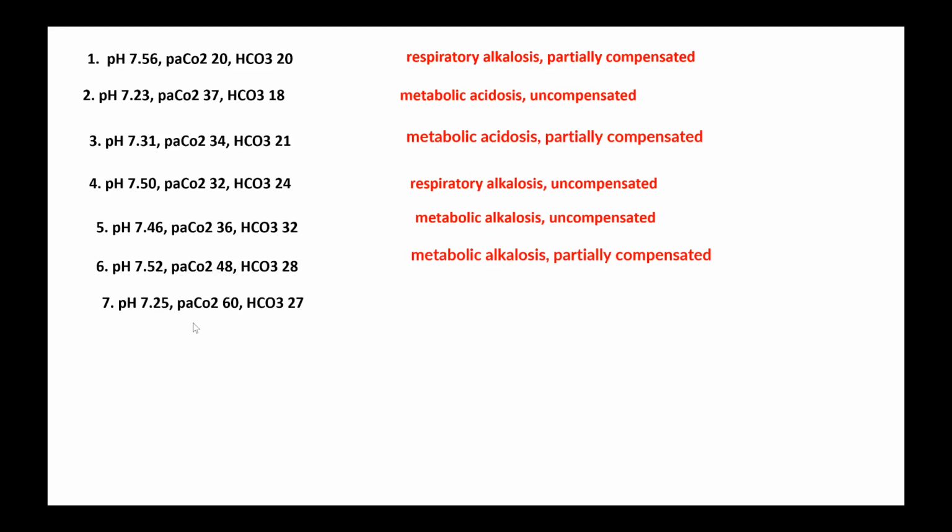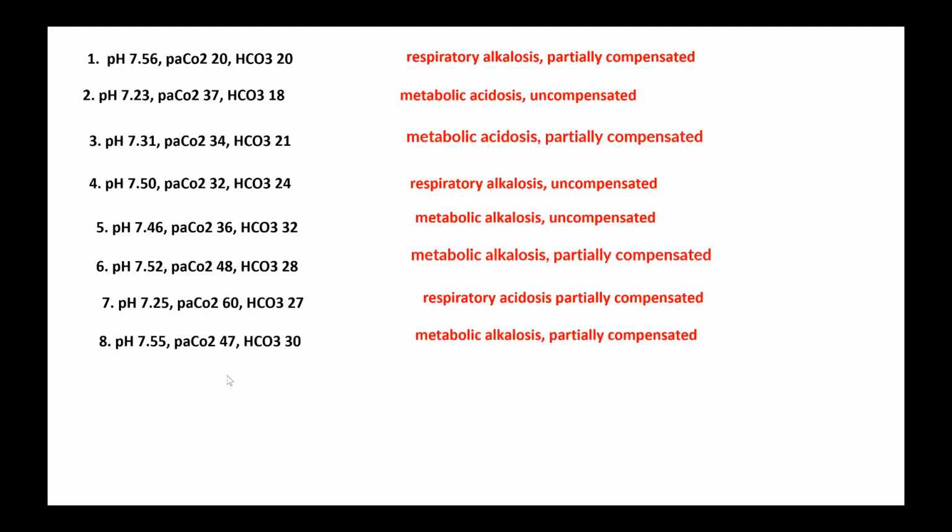What about this condition? Uncompensated respiratory acidosis. Okay. Because PCO2 is very high, pH is also acidotic, and bicarb is not fully compensating. So respiratory acidosis, partially compensated. pH 7.55, PaCO2 47, bicarb 30. Metabolic alkalosis, primary metabolic alkalosis, partially compensated. So now you have got the clue how to make.